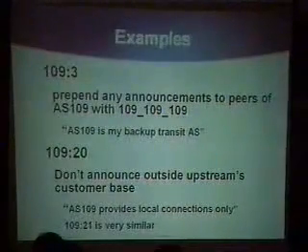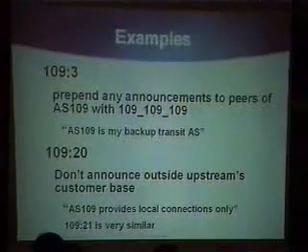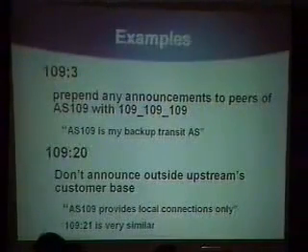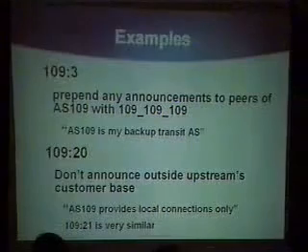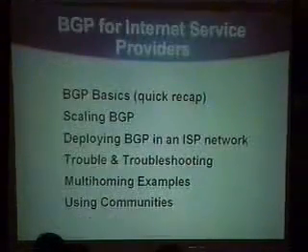109:3, prepend any announcements to peers of 109 with that. So AS109 is very definitely my backup transit AS. 109:20, don't announce outside upstream's customer base. Okay, and 109:21 is very similar. And that is it. That is all I have.